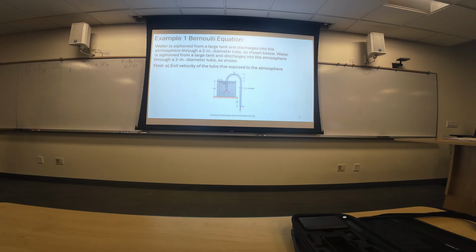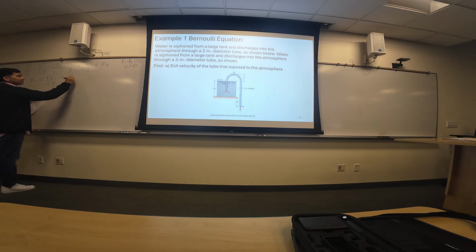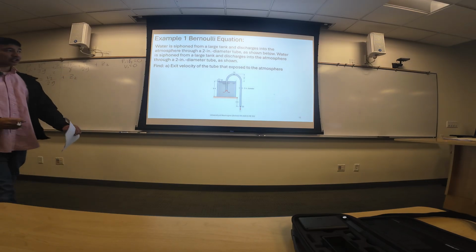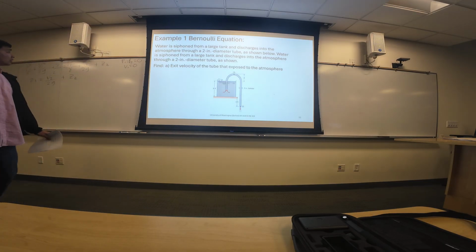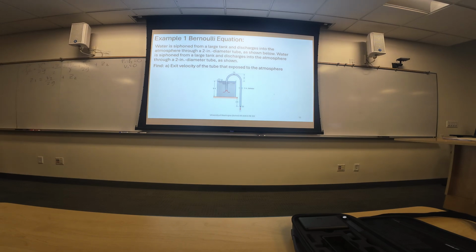Now we just do our algebra. We're going to get Z1 equals V2 squared divided by 2g plus Z2. What are we solving for? We're solving for exit velocity, so we're going to solve for V2. That means we move this over here, and we have Z1 minus Z2. Okay, divide this. Oh, sorry.